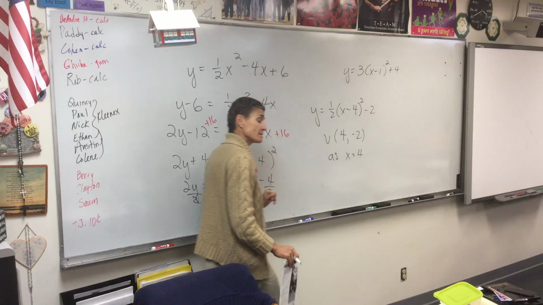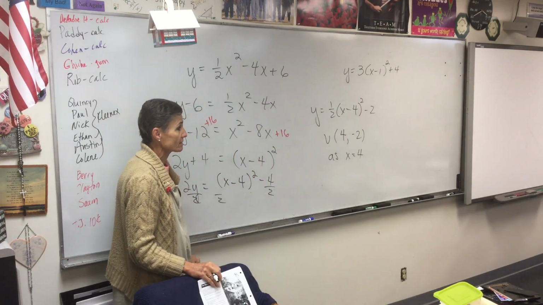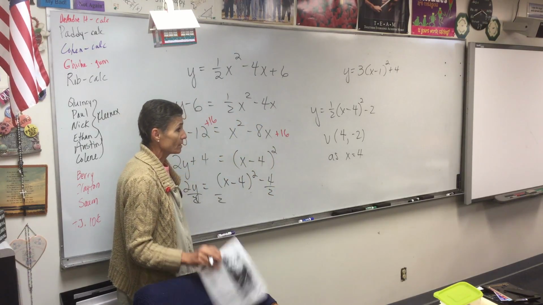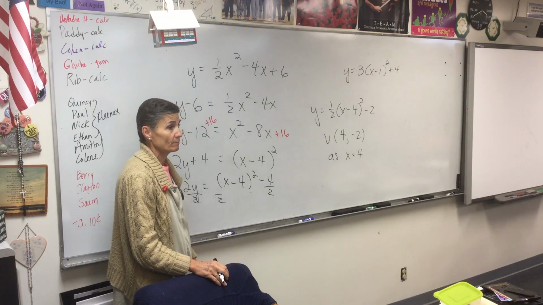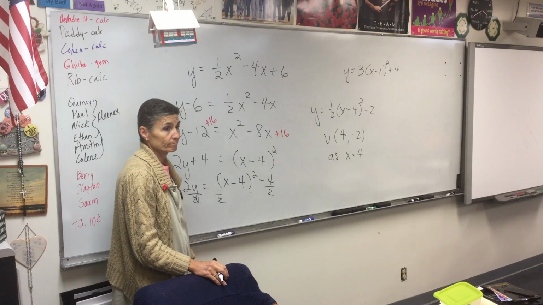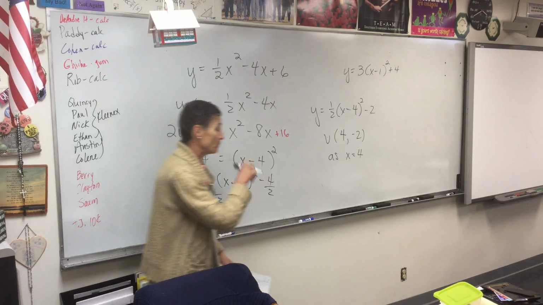x equals 4. Just like the asymptotes are lines. Your axis of symmetry is a line. All right? Anything else on the quiz you have a question about? All right, put that away.